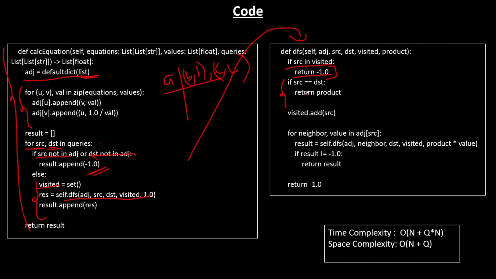And if you find the destination, that is, the source equals the destination as I explained earlier, we return the product. Otherwise, we mark that particular source as visited. Then for the neighbor and the value in the adjacency of the source, I hope you understood this particular thing, we call the DFS again with the updated neighbor. The destination remains the same, and the product. If you see, we have passed 1.0 initially because we have to multiply the value with 1 to get an answer. So if this is the graph.